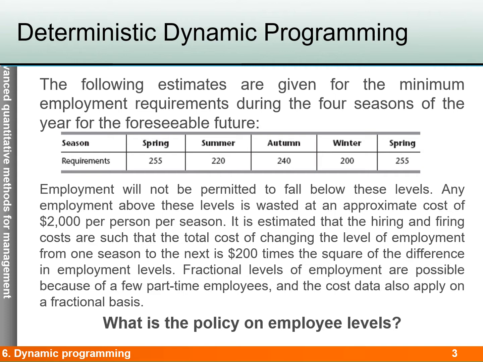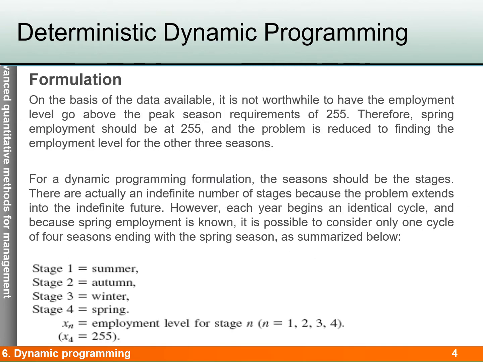Let's try to formulate this one in the next slides and review some other tables. Let's start the formulation of this example. As you saw in the previous table, there were minimum requirements for each of the seasons, spring, summer, autumn, and winter. As you remember, the maximum one was for the spring, that was 255.